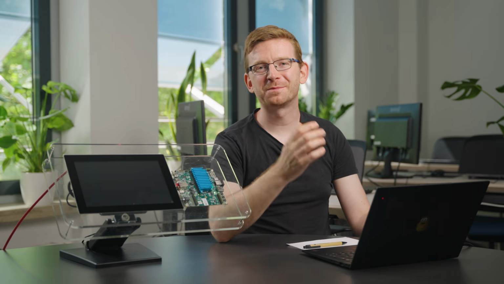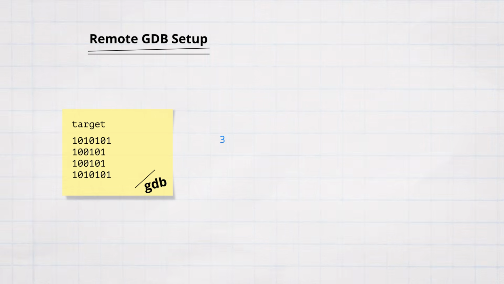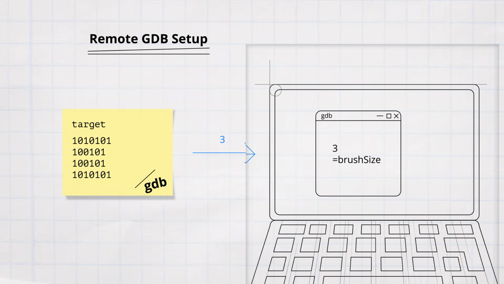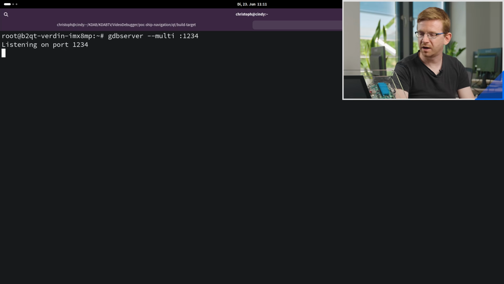Solution 3, and this is my favorite, is remote debugging. Keep your large debug symbols on your host machine where you have plenty of disk space, but run the binary on the target using GDBserver. And keep the heavy lifting, symbol-rich GDB instance right here on your laptop. To achieve this, I need to start GDBserver on my embedded device here. For this, I run the command gdbserver --multi and provide a port, which I just call 1234 here. This allows us to connect to this device from this laptop to debug it.